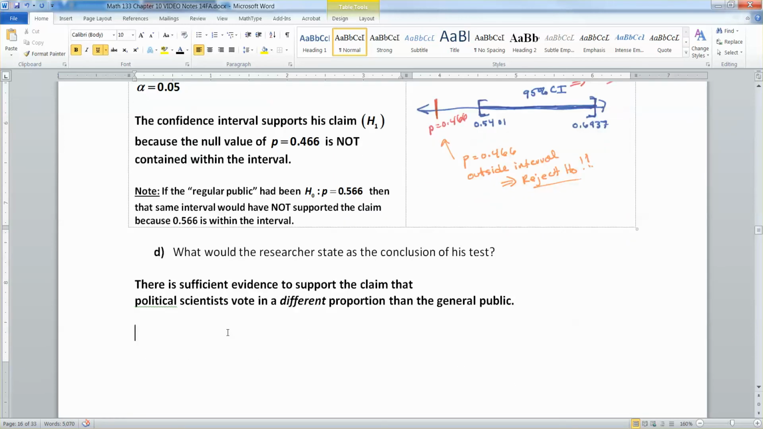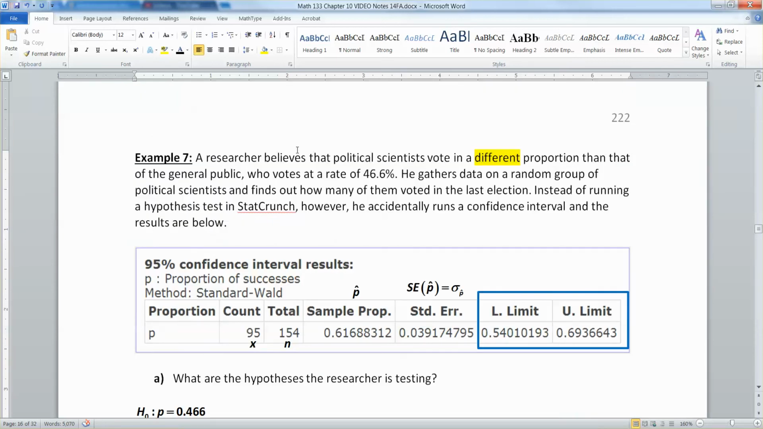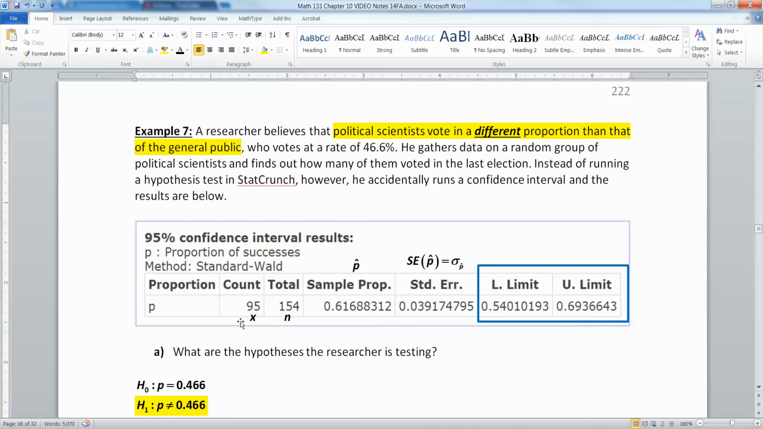All right, what would the researcher write as the conclusion then? Well, since we support the claim, so we're supporting the alternative, that means there is sufficient evidence to support the claim that political scientists vote in a different proportion than the regular public. Again, the first line is all about that setup that cannot be changed. It is verbatim. The second line is what your alternative is in words. So in this case, the researcher believes that political scientists vote in a different proportion than that of the general public. Right there. That is your alternative. And that word right there is where your alternative hypothesis is coming from.